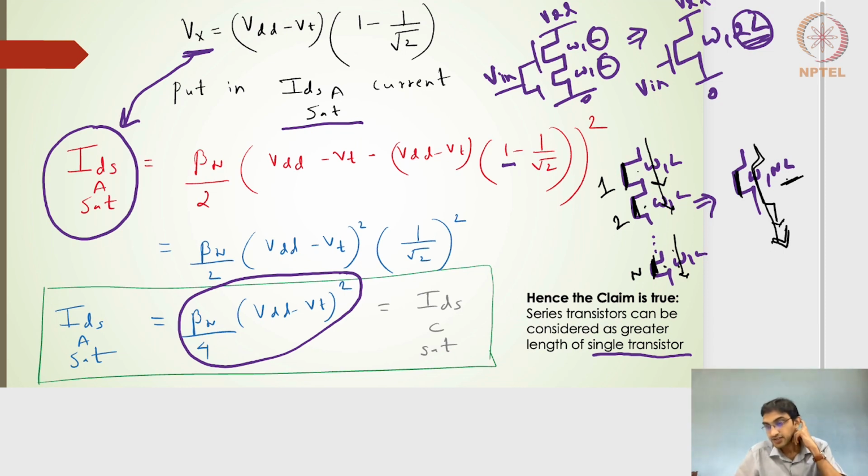All right. So intuitively it makes sense, and for the two transistors we have this particular example which validates that for two series transistors, the channel length of the equivalent transistor is nothing but the summation of the two transistors which are in series. All right.